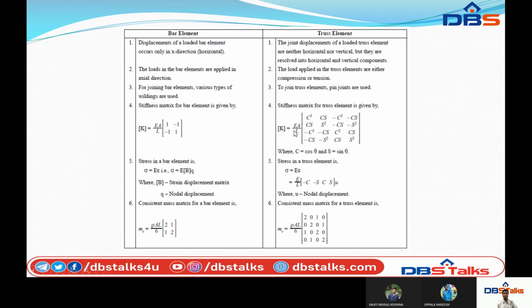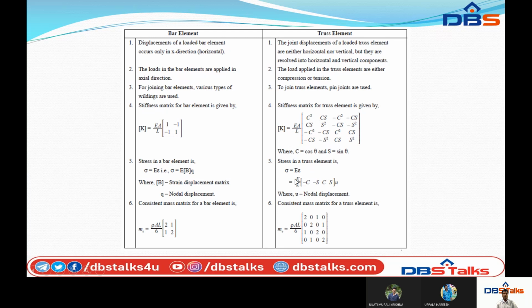Coming to truss elements, AE by L times C square, CS, minus C square, minus CS; CS, S square, minus CS, minus S square; minus C square, minus CS, C square, CS; minus CS, minus S square, CS, S square. Coming to the bar element, the stress will be sigma equal to E into B into Q.